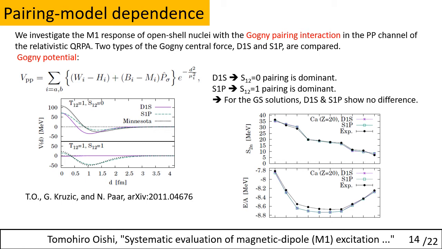However, from the relativistic Hartree-Bogoliubov calculations using this D1S and D1P, we found that for the ground state solutions, these pairing models show no difference indeed. In the right panel, I show you the plots of the two neutron separation energies as well as the total binding energies. And as shown here, there is no difference between the D1S and D1P results for these ground state properties.